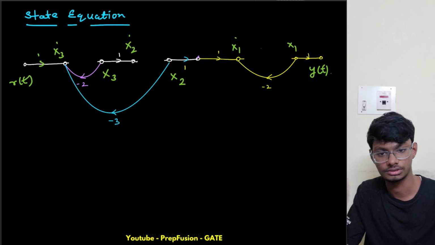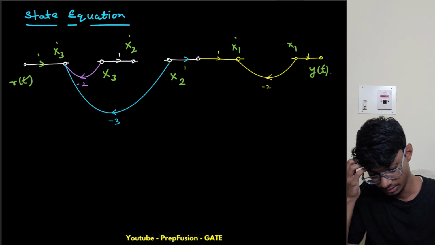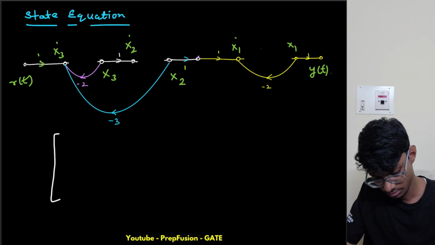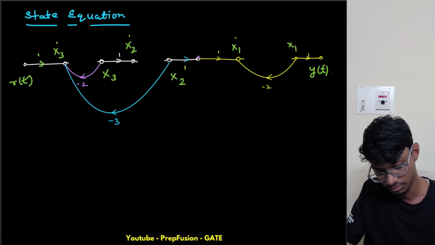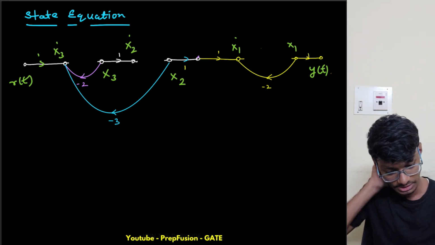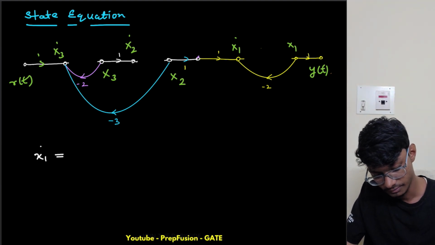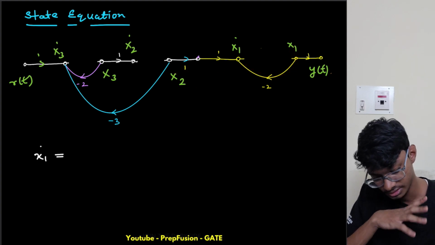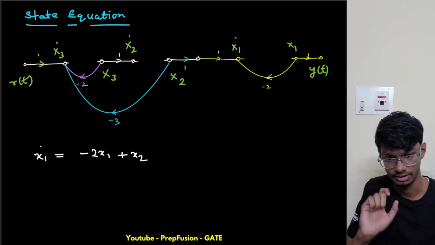Now let us do it directly. Can I do it directly? Let's see. I will write this here only. Let me solve it slowly. So for x1 dot, what are the equations? x1 is coming, and x2 is coming. Anything else? No, x3 isn't coming. So x1 dot equals minus 2 x1 plus x2. That is what my x1 dot is.